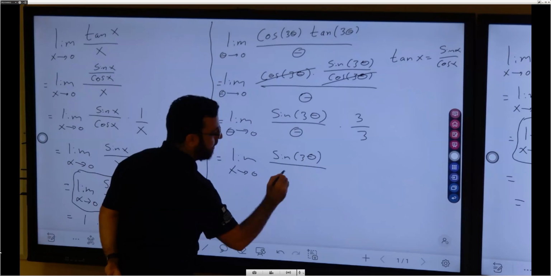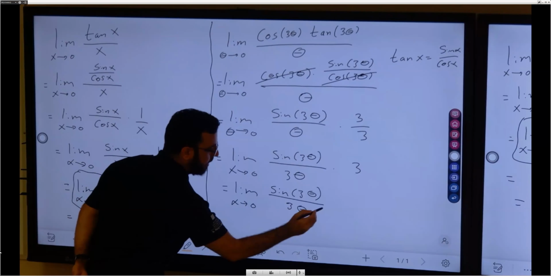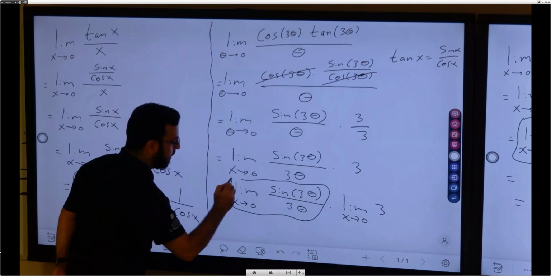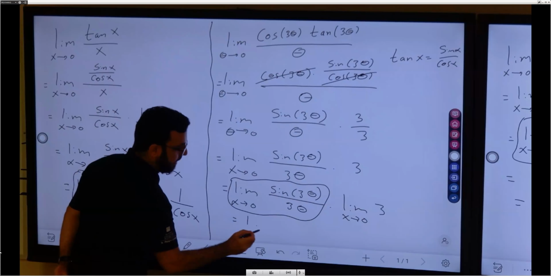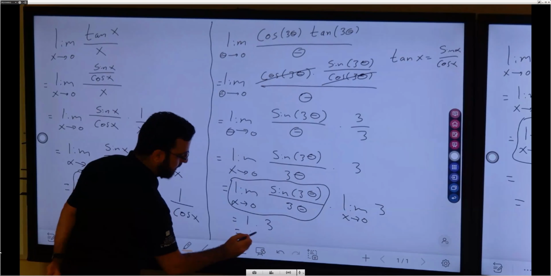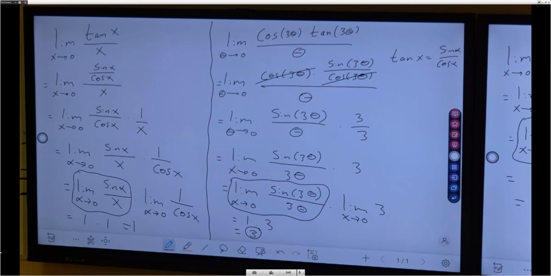So it's the limit as theta approaches 0 of sine 3 theta over 3 theta, times the limit as theta approaches 0 of 3. Everything here is equal to 1. 1 times the limit of the constant 3. The result is going to be 3. You got it? See, it's a little bit harder, but the same concept.